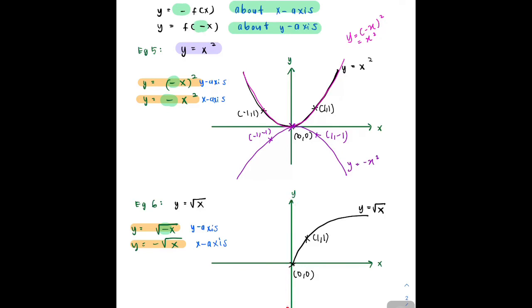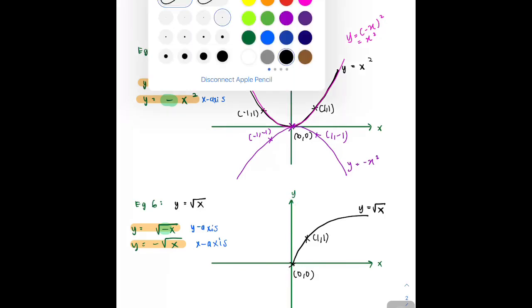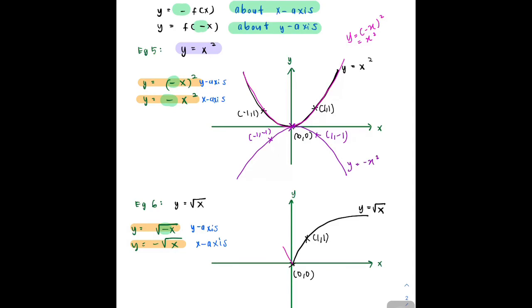So this is the y-axis. Let us now reflect it to your left hand side like this. So the point 0, 0 is still the same. 1, 1 will become minus 1, 1. And then let us label this as y equal to square root of minus x.